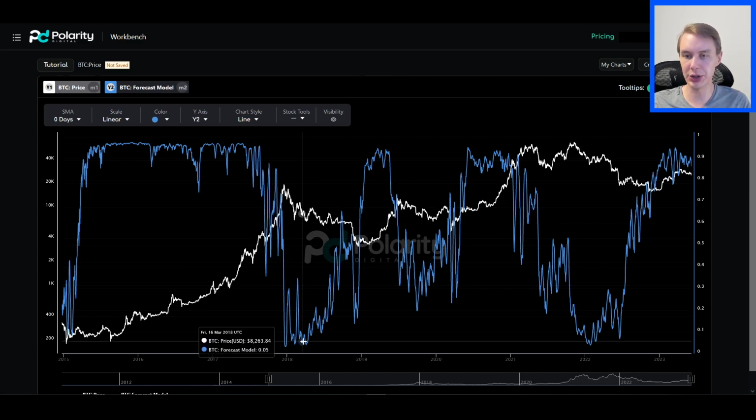Whereas if the probability is quite low, then it doesn't really make any sense to be allocating to that asset. And if you're in the middle, that might be a point where you might want to just sit tight and wait. For example, this is a great example here, going towards the end of this drawdown before the ultimate capitulation in 2018.